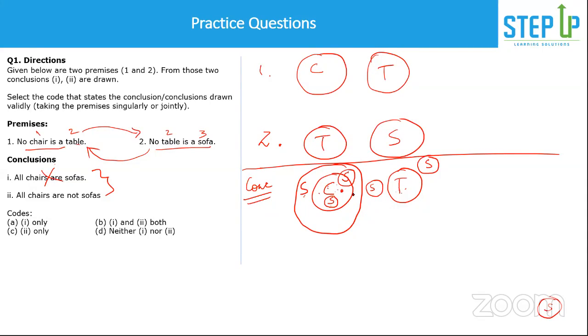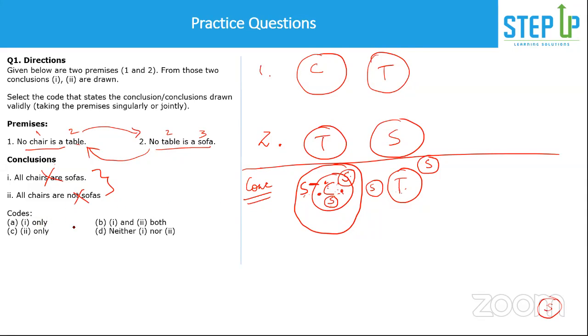In this case, is it correct? Yes. In this case, and this case also, it is correct. But what about this case, where sofa is the bigger circle? It's saying all the chairs are not sofas here. All the chairs are actually sofas. No, because the larger circle is S here, sofa, right? Therefore, this is also not true.